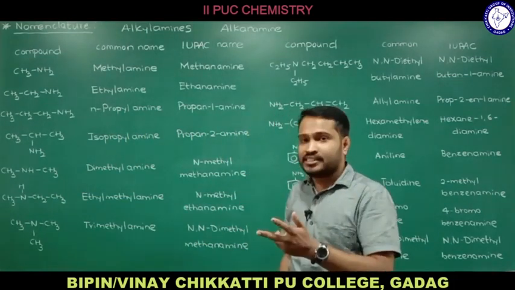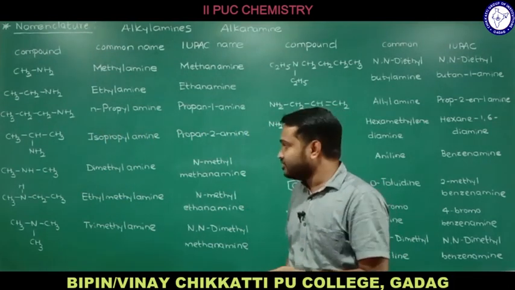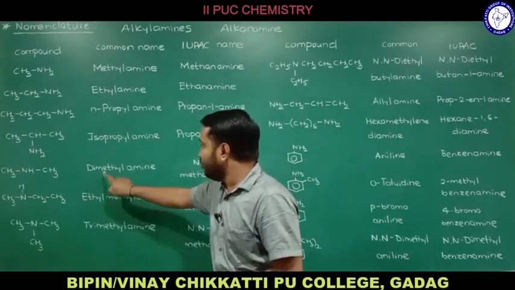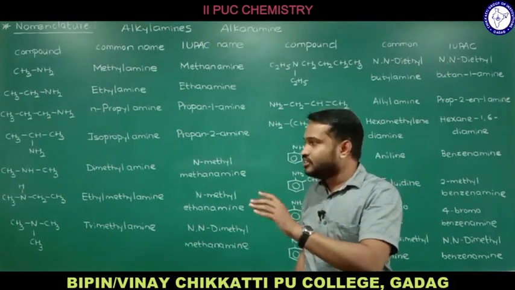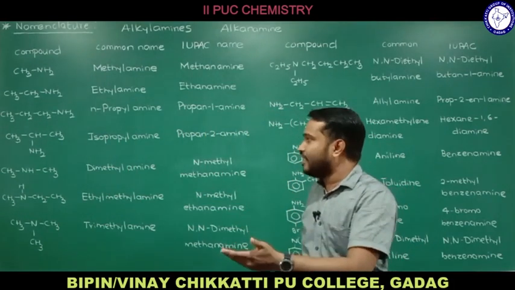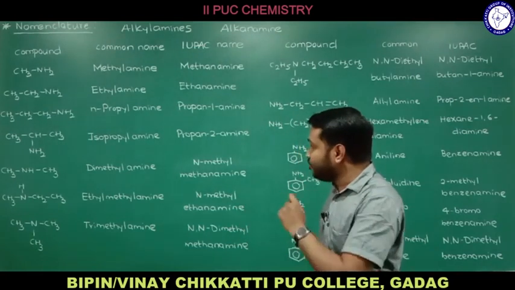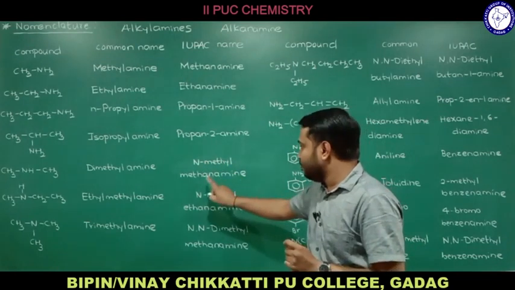So in that case, you need to consider how many methyl groups we have, and add the respective prefixes. So 2 methyl groups we have, therefore dimethylamine. Of course, it is an alkylamine, and since we have 2 groups of the same kind, therefore dimethylamine we have. Whereas in case of the IUPAC name, the name I have written is N-methyl methanamine.